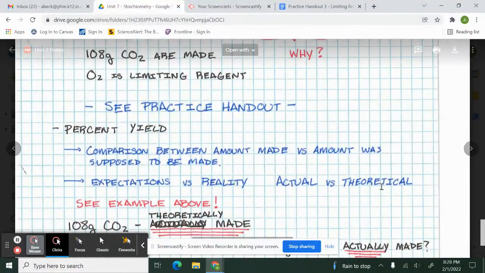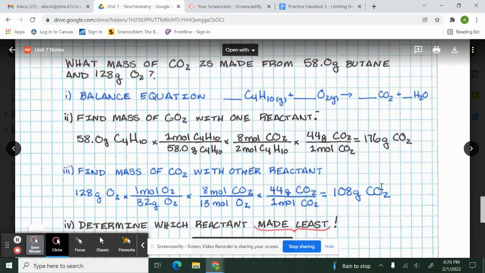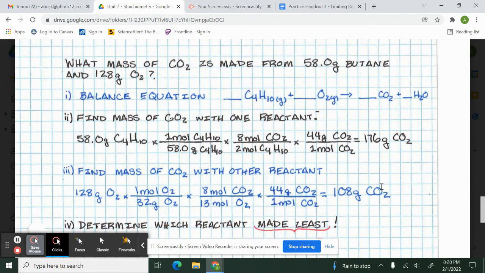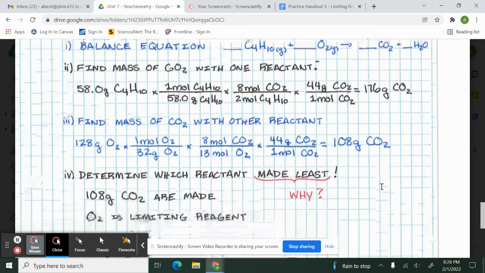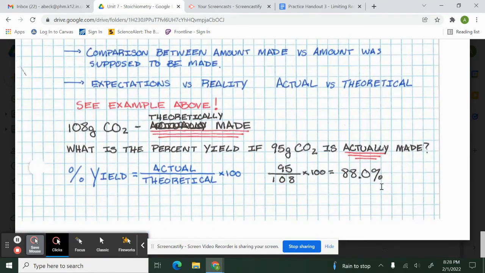Please look through this. All right. These are the notes. You can look at them anytime. This is going to show you our steps in order to determine 1, limiting reactant, and 2, percent yield.